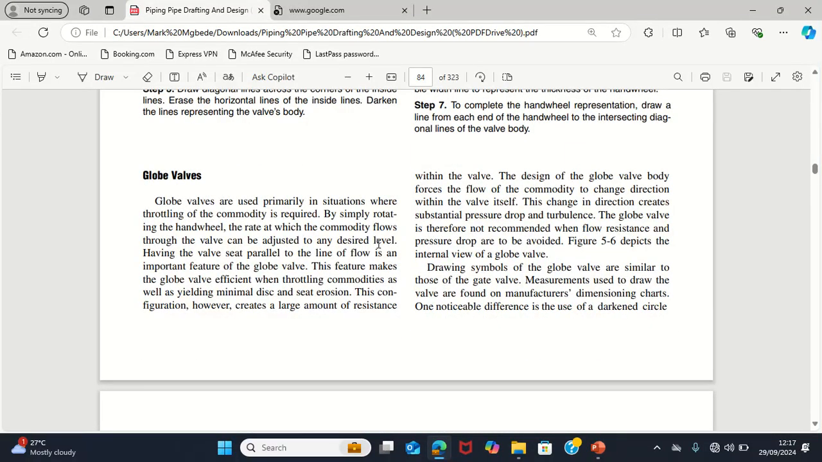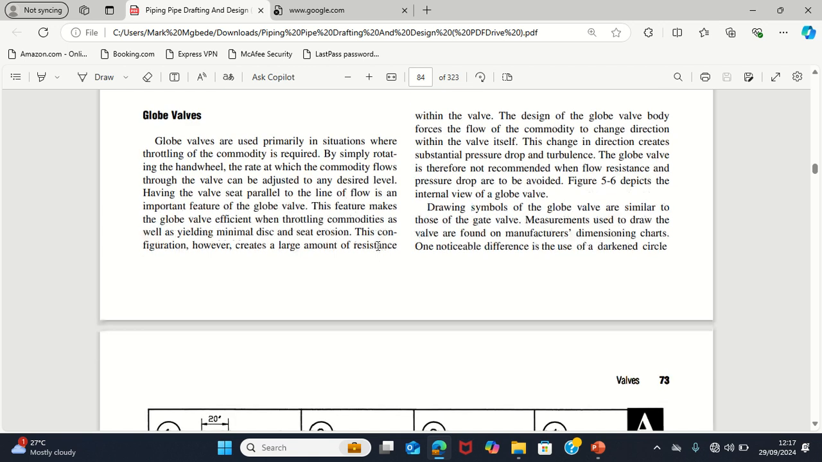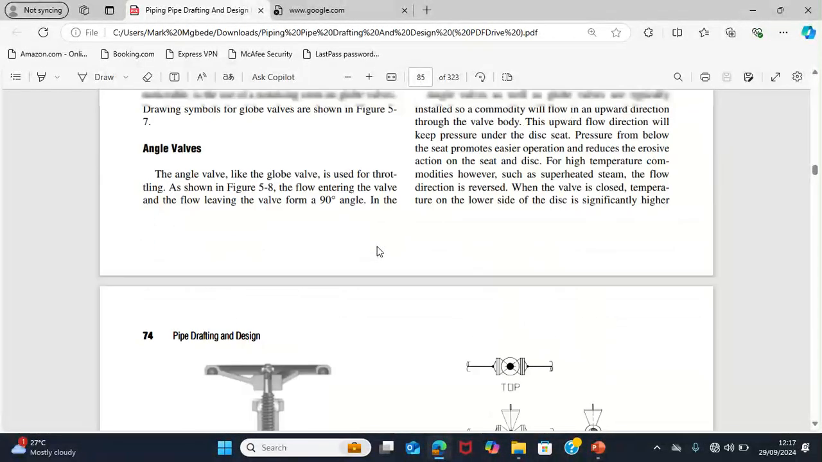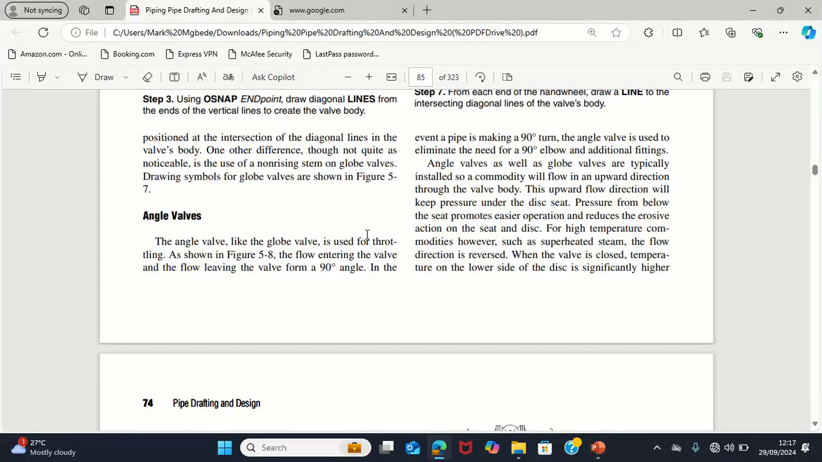So now the globe valve. The globe valve is used to regulate a commodity. This one is used for throttling application. It is used to regulate the flow of fluid passing through a line. That's what the globe valve is used for. It has a similar way of operation as that of the gate valve.